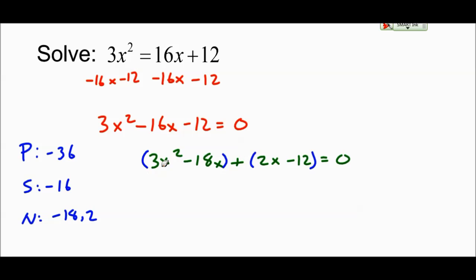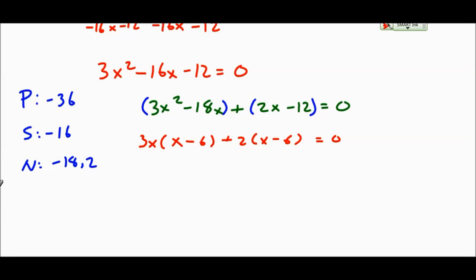Now I'm going to factor out the greatest common factor from each of these. Here I'm going to take out, let's see, it looks like 3x. So I'm going to have 3x times, I'm left with x minus 6. Here I'm going to take out a 2. So that's 2 times x minus 6. Then to finish it all off, I put these two together. So I get 3x plus 2 times x minus 6. And if you're having trouble with where this is coming from, you can go watch one of my other videos on how to factor.